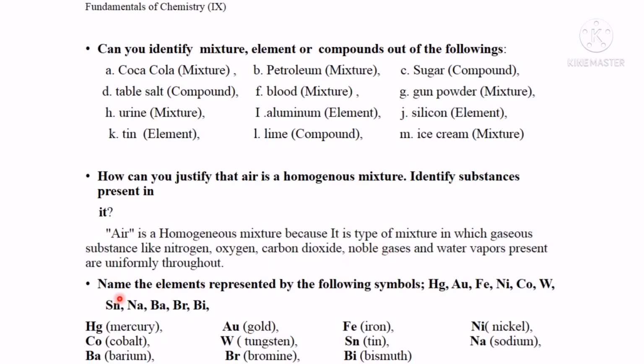And the third question is, name the elements represented by the following symbols. We have Hg for mercury. Hg symbol is used for mercury. Au for gold. Fe, ferrum, for iron. Ni for nickel. Co for cobalt. Ba for barium. W for tungsten. Br for bromine. Sn for tin, Bi for bismuth, and Na for sodium.